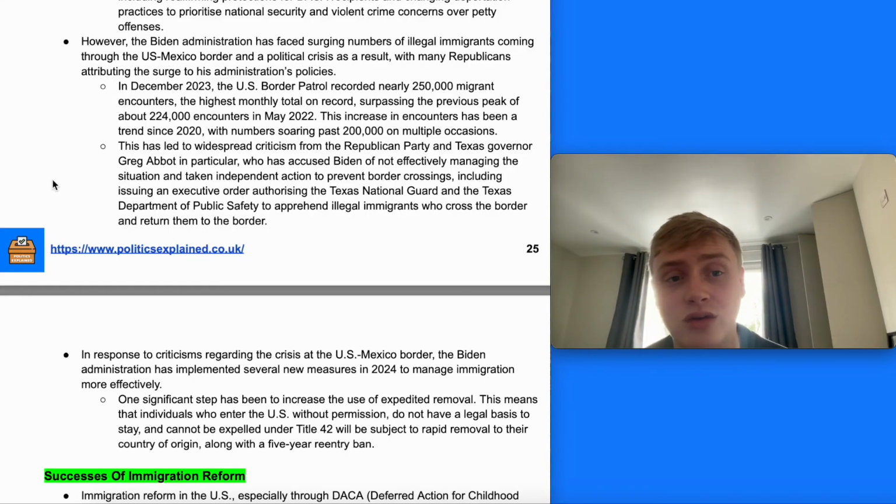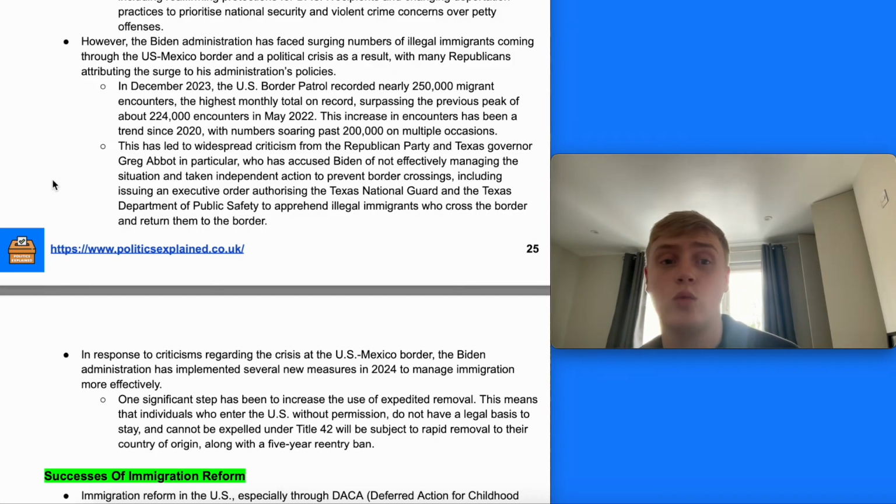So in December 2023, the US Border Patrol recorded nearly 250,000 migrant encounters, the highest monthly total on record, surpassing the previous peak of around 224,000 in May 2022. And this increase has been a trend since 2020, with numbers soaring past 200,000 on multiple occasions.